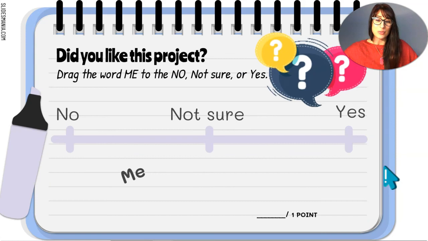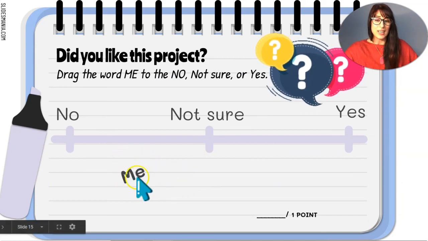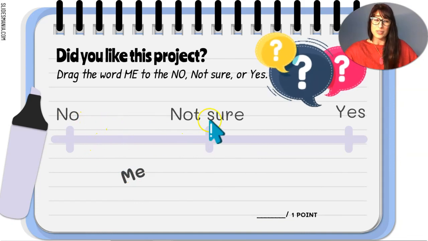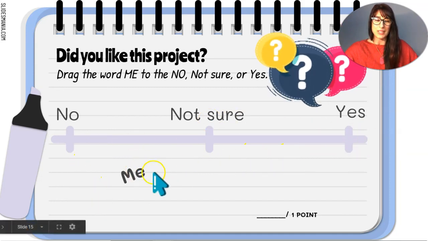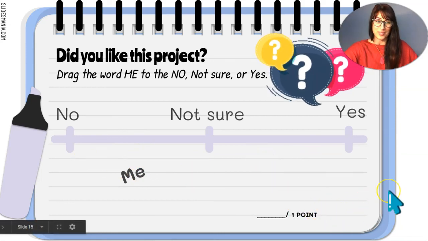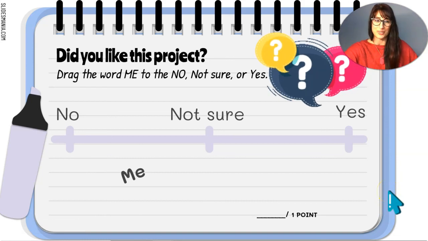And finally, you will be asked to drag this word "me" and tell us: did you not like this project, or are you not sure about it, was it okay, or did you love it? Make sure that you drag this word "me" and tell us how you liked this project. You'll get 1 point for this too, so make sure that you work on this slide too.